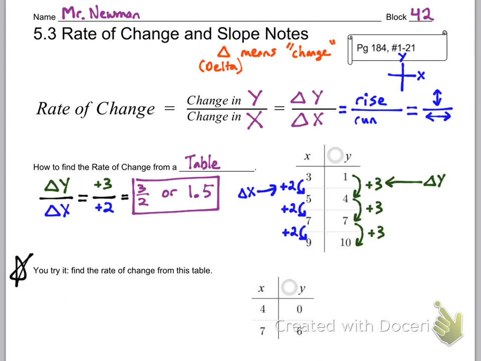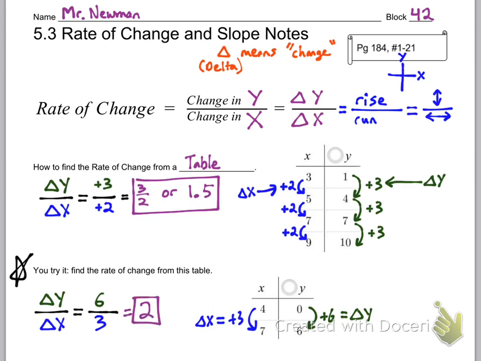Now, go ahead and try this next one on your own. Got it done. Here's what I did. Delta y is 6. Delta x is 3. So it's 6 over 3, in other words, 2. Make sure you simplify all the fractions.